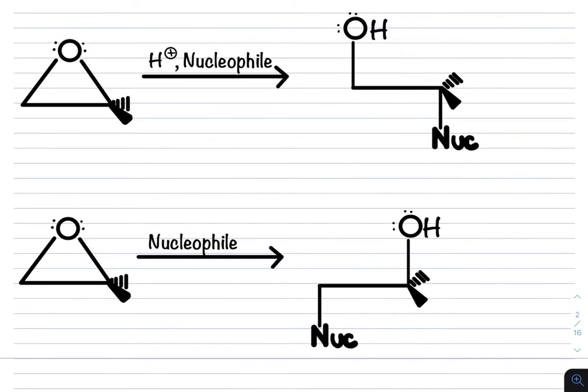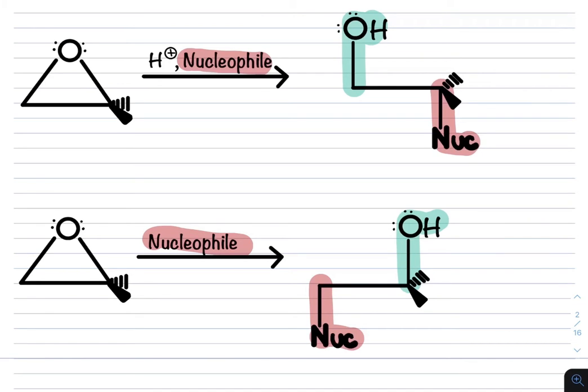Now here's what we should expect our products to look like in acidic and basic conditions. In acidic conditions, the top row, you should get your weak nucleophile on the more substituted carbon and a hydroxyl group on the other carbon. In basic conditions, the bottom row, you should get your strong nucleophile on the less substituted carbon and a hydroxyl group on the more substituted carbon.